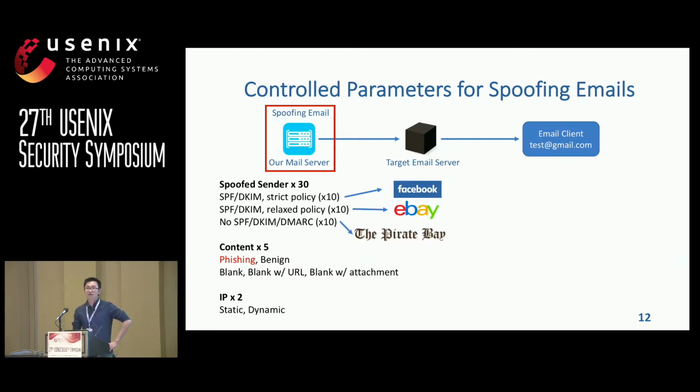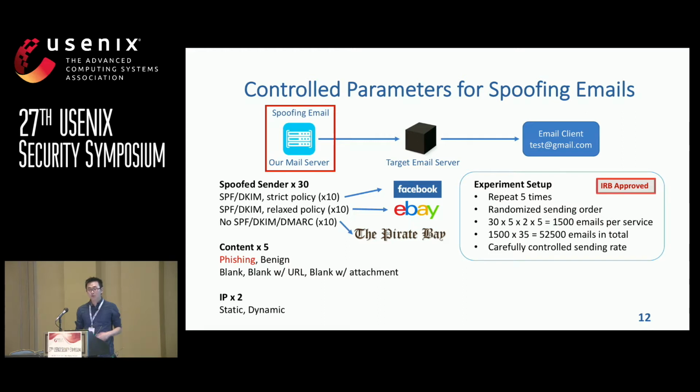We use 5 types of content: phishing content, malign content, blank email with a URL, and blank email with an attachment. The phishing content comes from a real phishing attack targeted at Virginia Tech. We use 2 types of IP, dynamic IP and static IP. We send out the same email 5 times in random order. Every target email provider will receive 1,500 emails. In total, we sent out 52,500 emails. And we carefully control the sending rate to try to minimize the impact on target email providers.